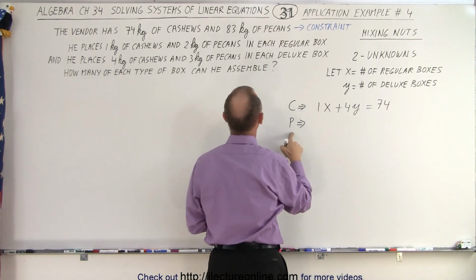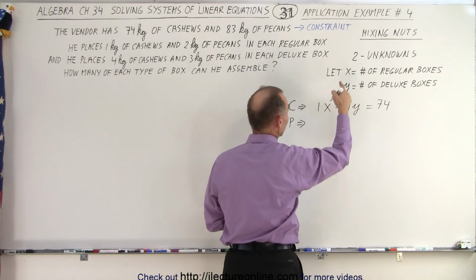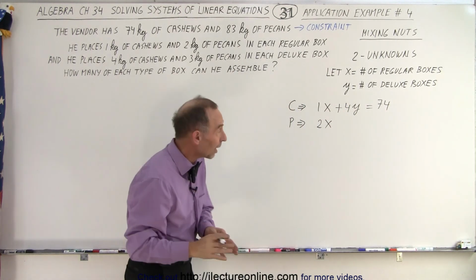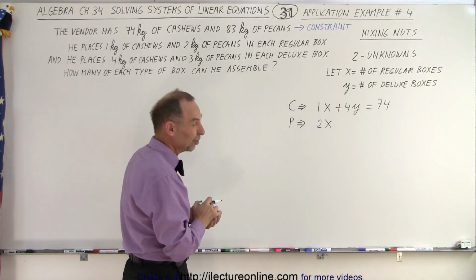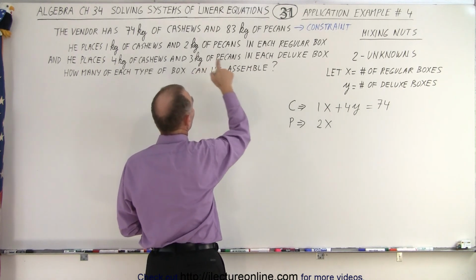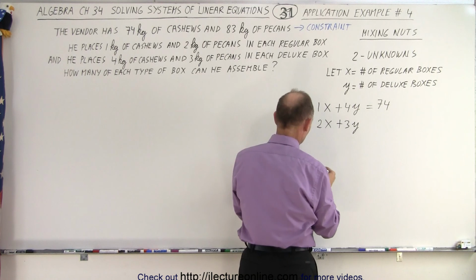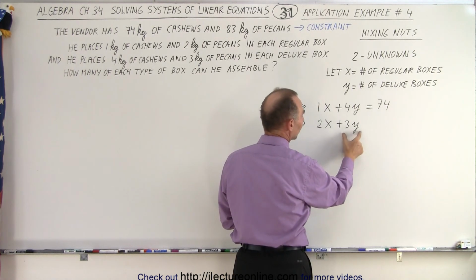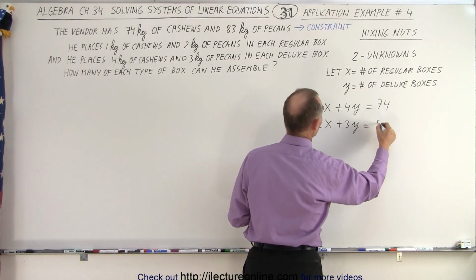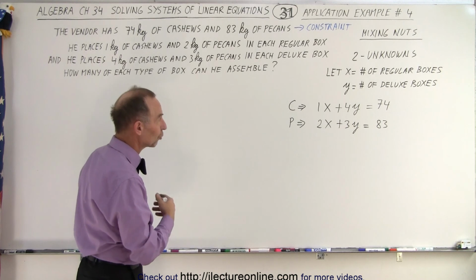Then for pecans, notice we have 2 kilograms of pecans in each regular box, and there's x regular boxes, so 2 times x. This represents the total number of kilograms of pecans in the regular boxes. And then we have 3 kilograms of pecans in the deluxe box, so plus 3 times the number of deluxe boxes. So this represents the total number of kilograms of pecans in the deluxe boxes, and together they need to add up to 83 kilograms of pecans. So there's our two equations.